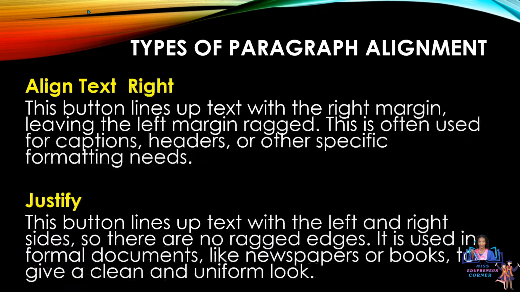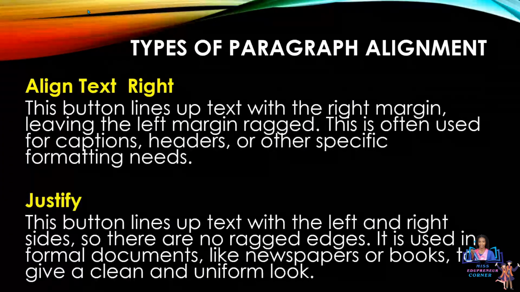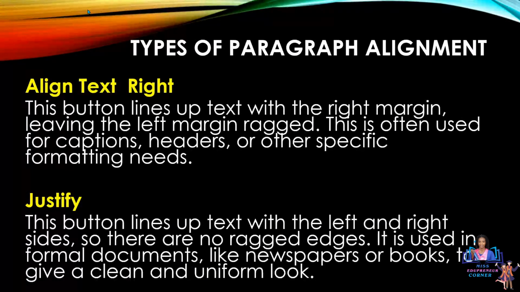Then we have the align text right or align right. This button lines up text with the right margin. So all the text will appear on the right side, leaving the left margin ragged. So the left side will be uneven. This is often used for captions, headers, or other specific formatting needs.